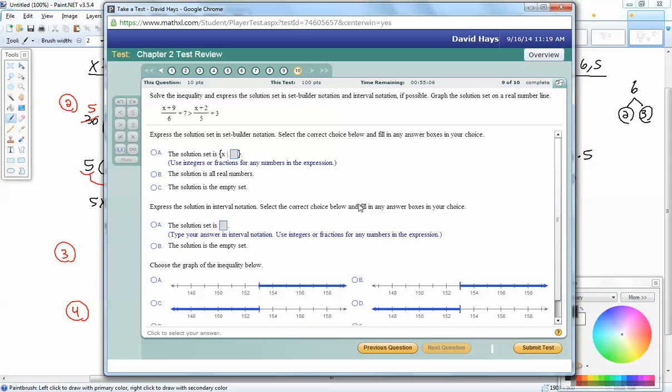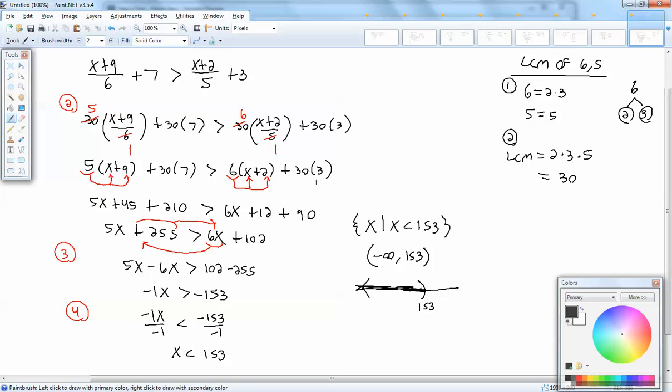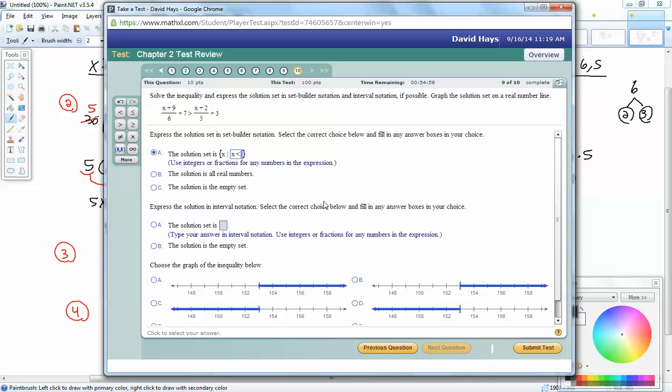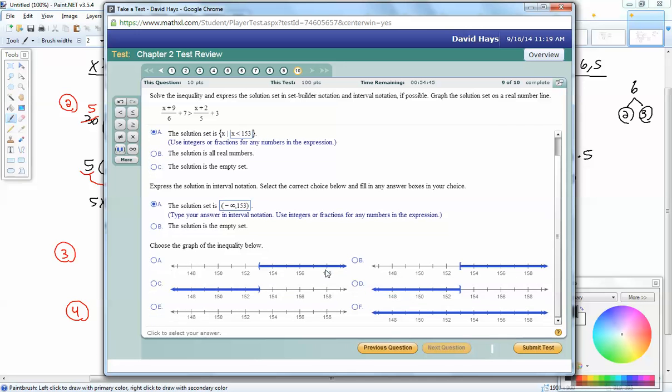So let's go enter that in. Let's see, the solution is x is less than 153. We said this was negative infinity, comma 153. And we're shading to the left, it's 153 and it's parentheses, which would be C.